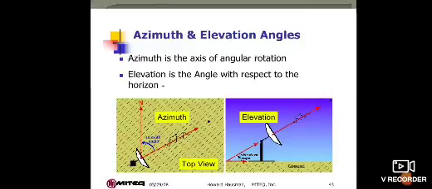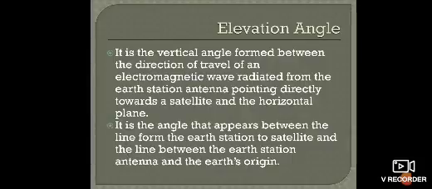Okay, these are the definitions of azimuth and elevation. The elevation angle is the vertical angle formed between the direction of travel of an electromagnetic wave radiated from the earth station antenna pointing directly towards a satellite and the horizontal plane. It is the angle that appears between the line from the earth station to the satellite and the line between the earth station antenna and the earth's origin.